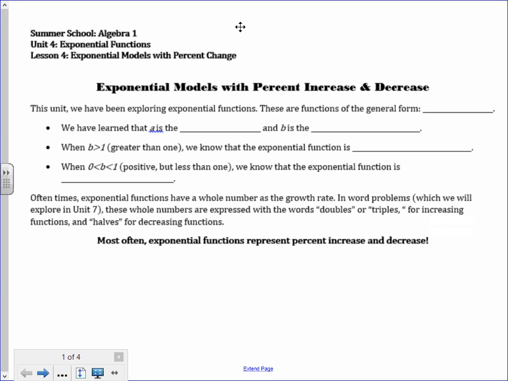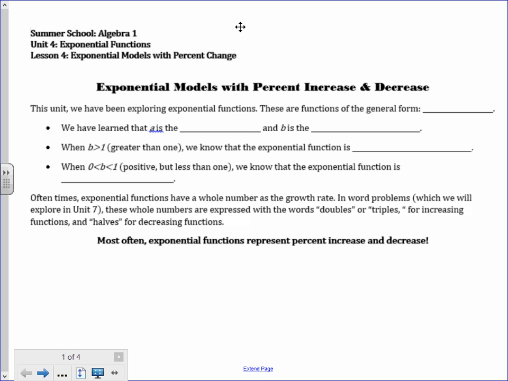Okay, this is a video for Algebra 1 Summer School, Unit 4, Lesson 4, Exponential Models with Percent Change. All right, we've talked in this unit about exponent properties, we've talked about exponential models, and percent change, so now we're going to put those all together.